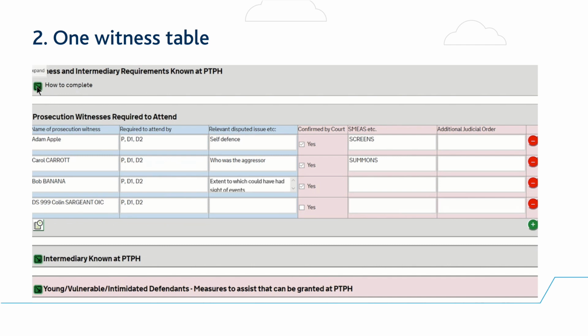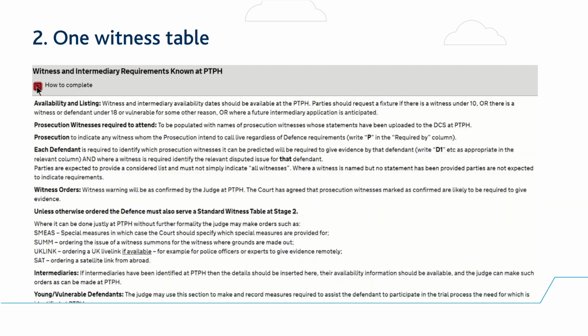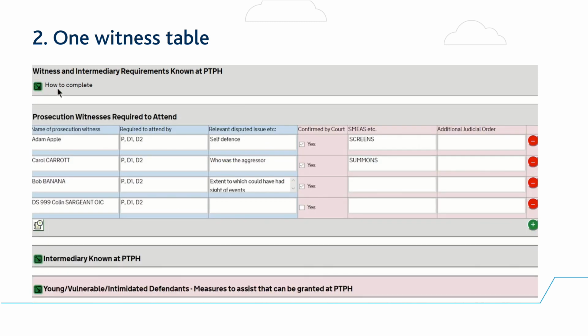Also on this section you will see that there are some green boxes. These boxes allow sections to be expanded like that. This shows you the details for how to insert witness requirements, but you won't need to read those every time, and therefore it can be collapsed so as to not interfere with the rest of the form.